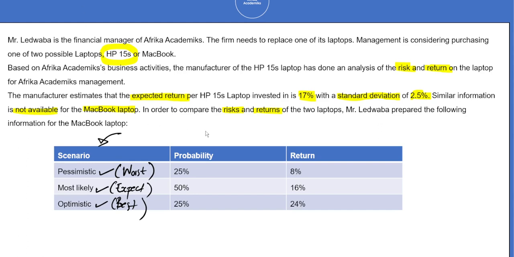And then next we have the chances of those scenarios happening. You have a 25% chance of things turning out worse. You have a 50% chance of things turning out the way you expect them to. And then you also have a 25% chance of things turning out the best. If things turn out the worst, you will make 8% on your investment. If things turn out the way you expect, you'll make 16%. But if things turn out best, you'll make 24%.